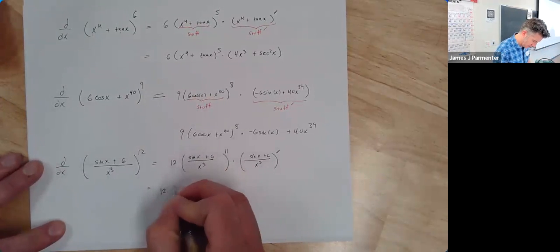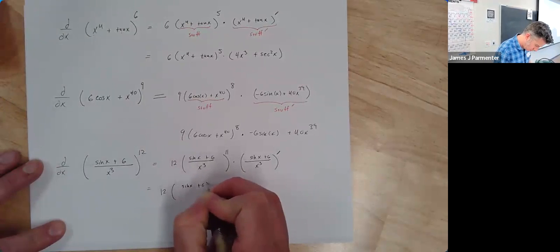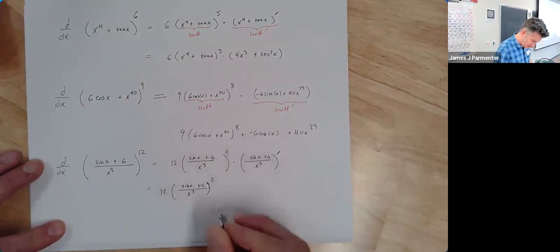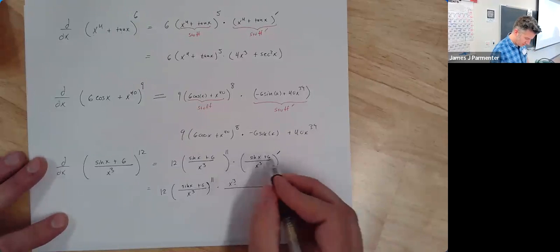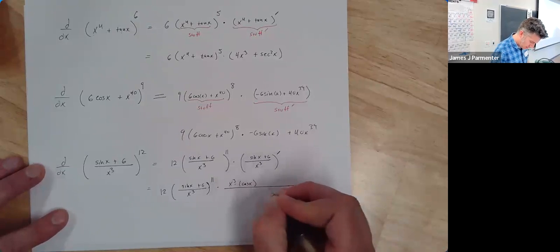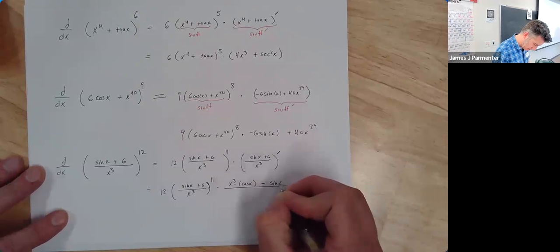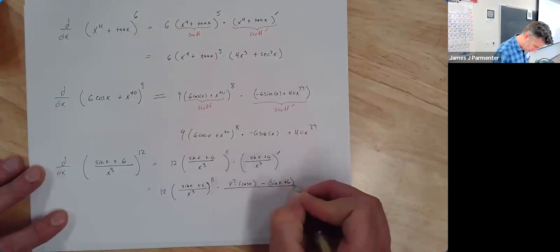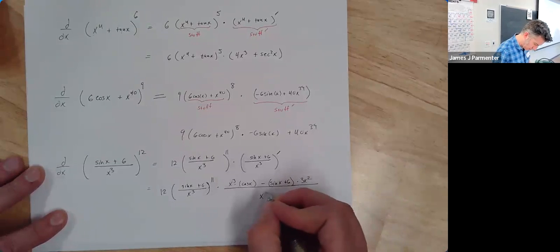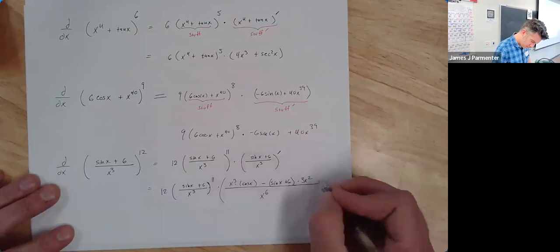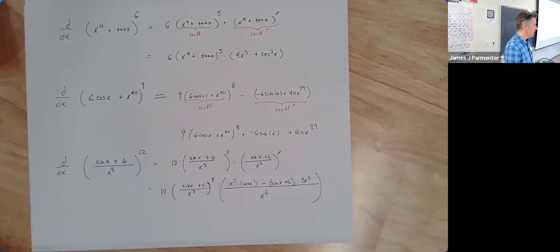So here we're going to get 12 times our stuff to the 11th power times, oh, gotta use the quotient rule here. This is going to be the bottom times the derivative of the top, which is cosine, minus the top, which is sine of x plus 6. I do want parentheses around that, times the derivative of the bottom, which is 3x squared, all divided by the bottom squared, which is x cubed squared. So you can have any kind of amalgamation of the product, the quotient, the chain rule, all rolled into one. It can be messy.